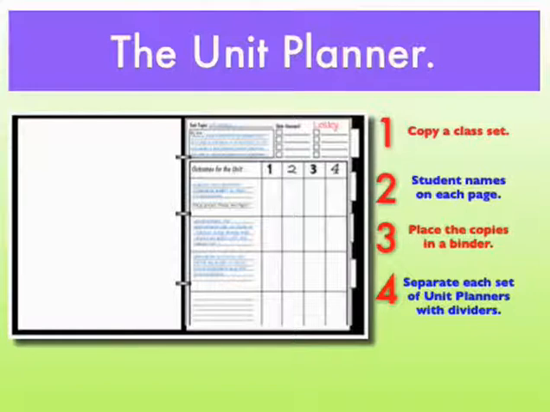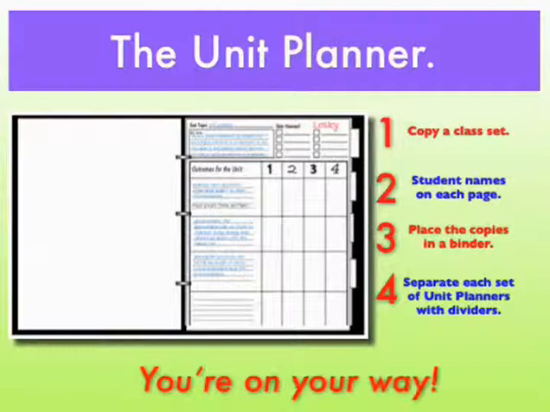And that's it. You've made one copy. You've got your topic, your big idea, you've got the outcomes. In the example on the screen, there's only 3 outcomes for the life science unit, and you're on your way.